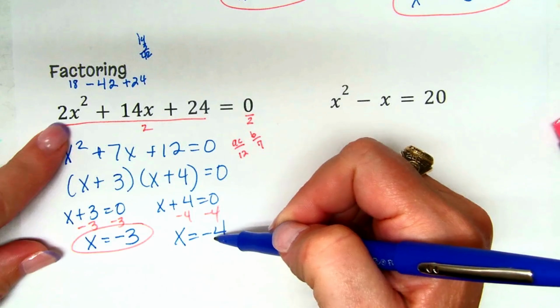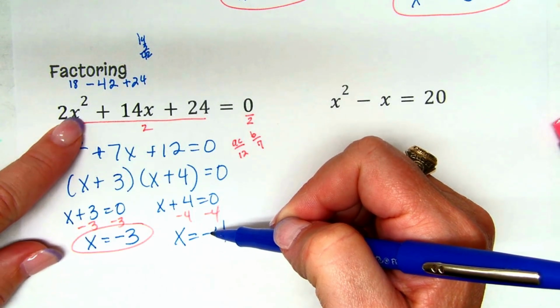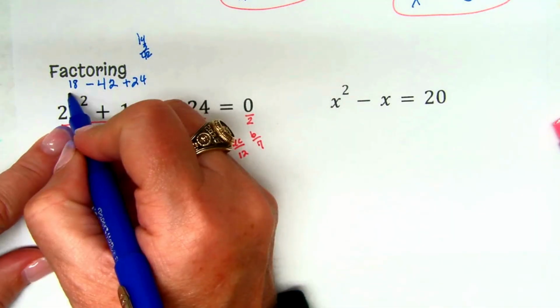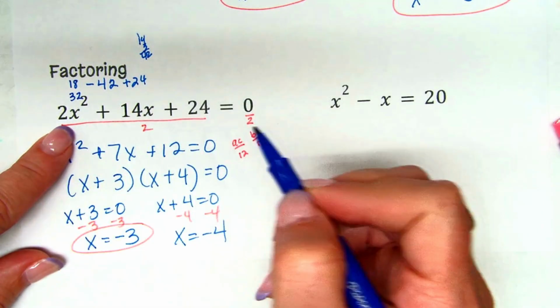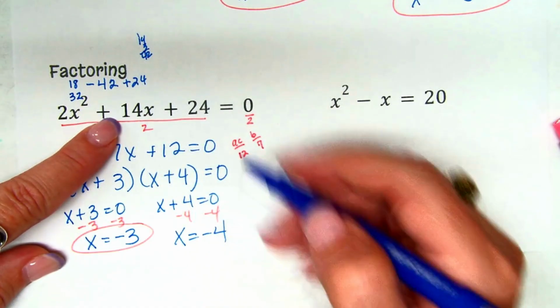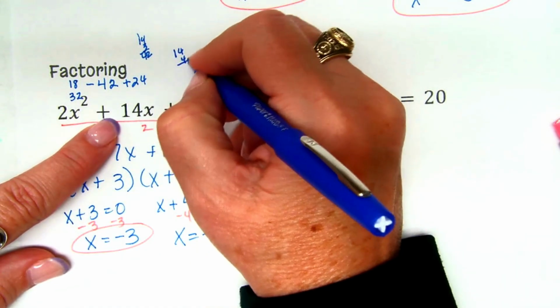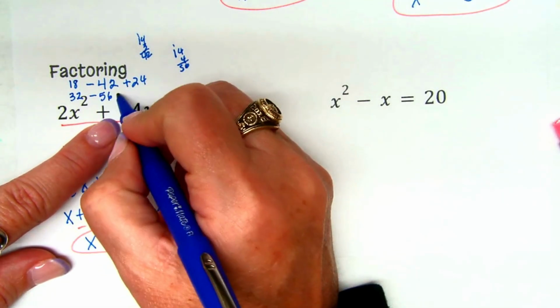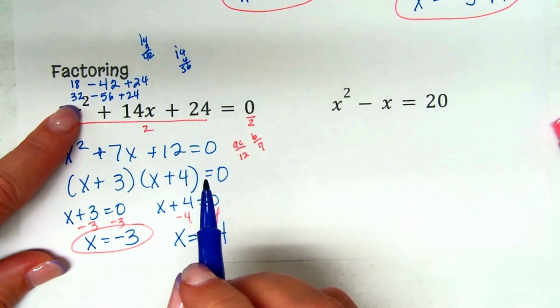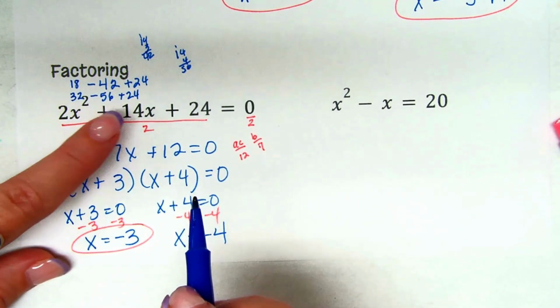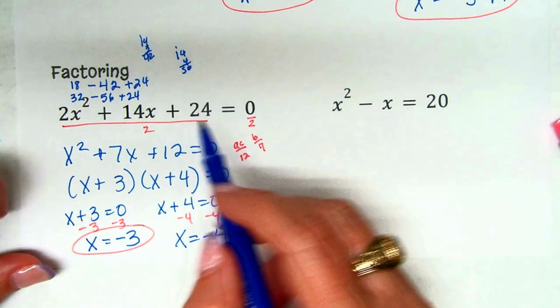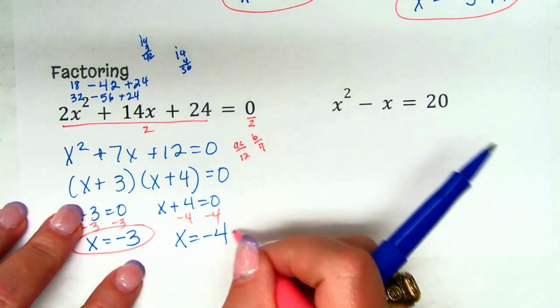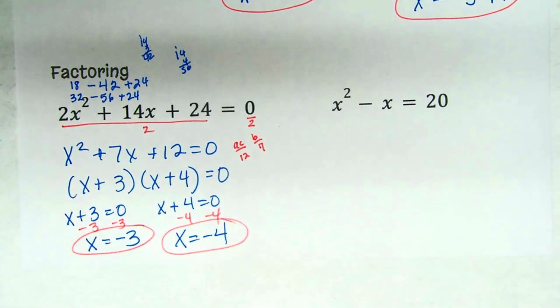What's -4 squared? 16 times 2 is 32. 14 times -4 is -56, plus 24. That's 32 minus 56 plus 24. It is 0. Does 0 equal 0? Yes. Then I know that that is my correct answer. The second correct answer. Does that make sense? Yes. Okay, one more?